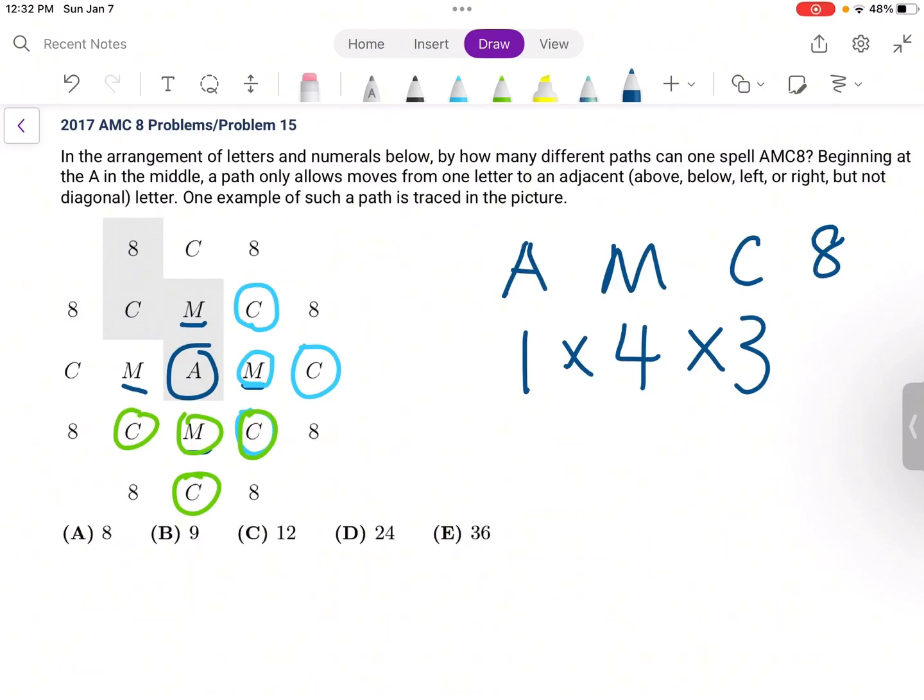And then for 8, we need to identify that for each C chosen, we have 2 8s to choose from. For example, if we choose this C, we also have 2 8s to choose from. And again, this one, we have 2 8 choices. So for each C we choose, we can have 2 choices for 8. And that will give us 24 in total. So the answer is D.